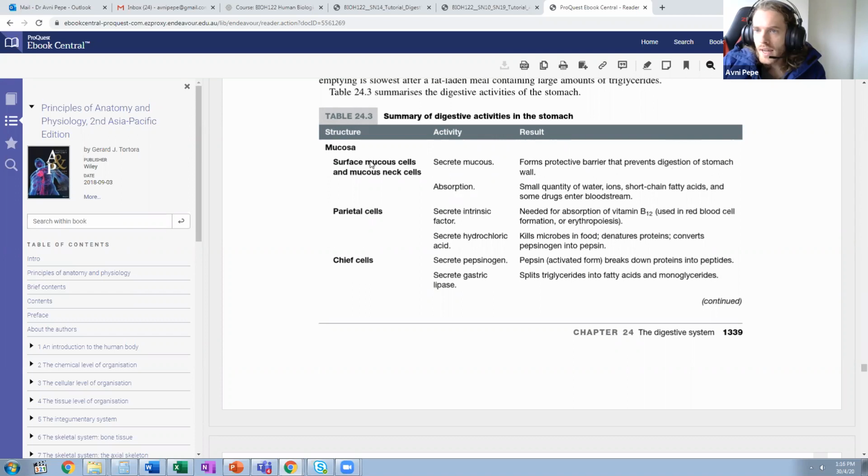Okay, it also has a role in absorption. So a small quantity of water, ions, short chain fatty acids and some drugs can cross this mucus and enter the bloodstream.